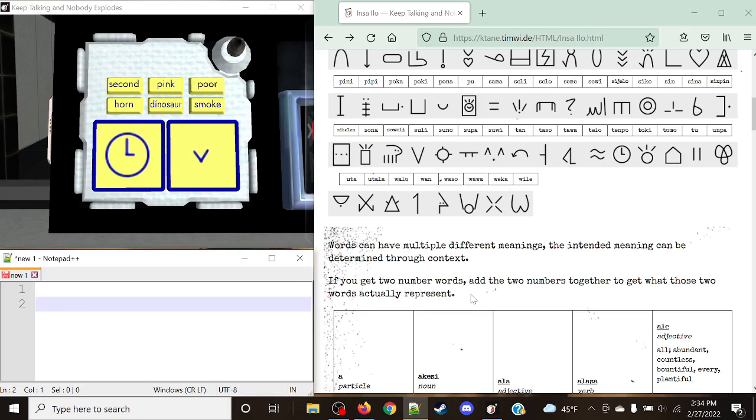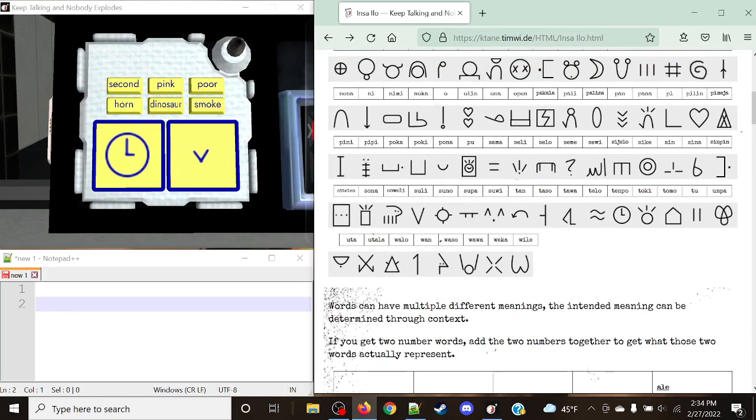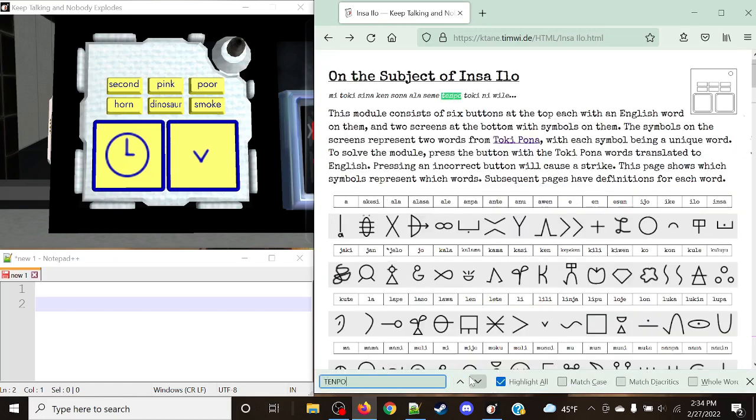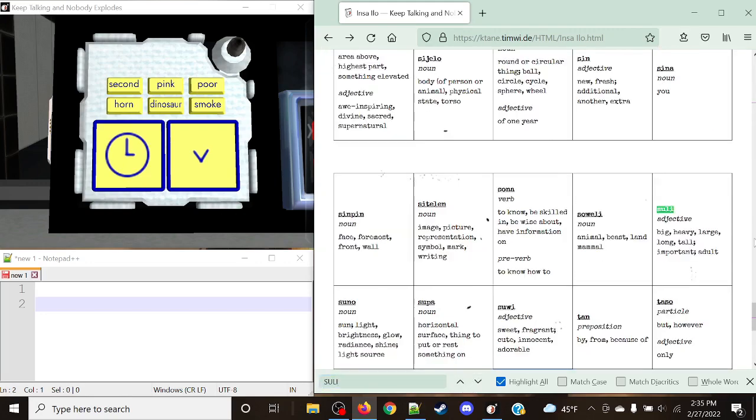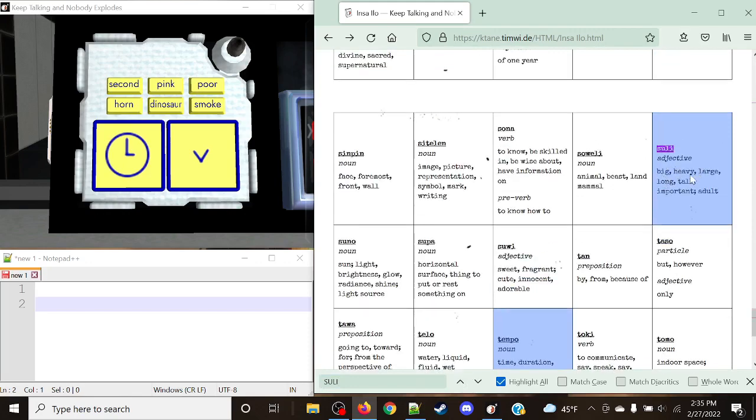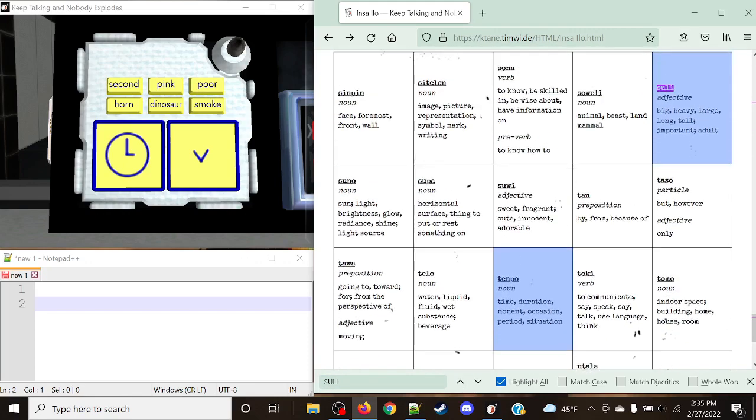So for example, one of the options that I had in a previous attempt was tenpo and suli as these two options here. If we go to tenpo, this is time, duration, moment, occasion, period, situation. And suli, we scroll down here with the powers of control F. This also means big, heavy, large, long, tall, important, and adult. One of the words that I had present was year. And this would work because it is based off of time. Time is in a full year, and it's a large time. In this case, a large time would be a year. This fit the word that matches one of the options present on the module. Just like that, I was able to solve the module.